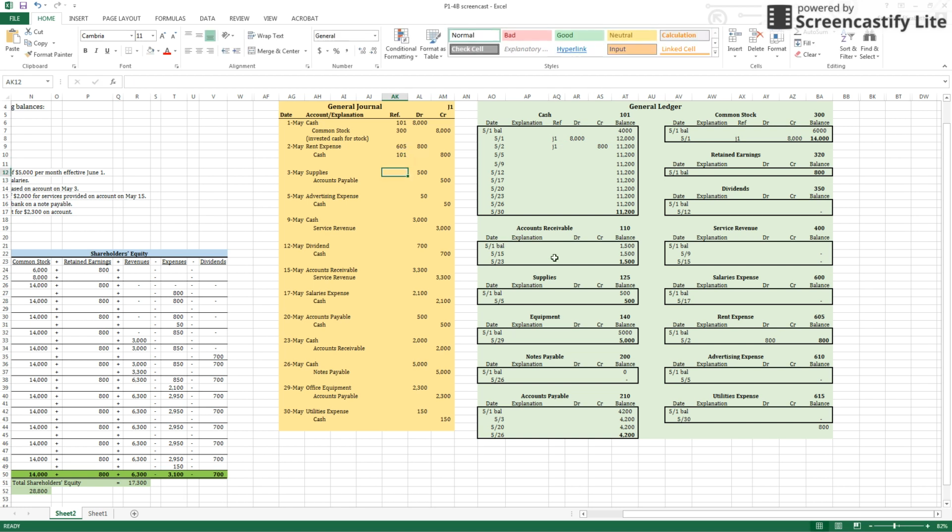Our supplies increased. So we would go down to supplies, we debited that for $500, and the reference is J1. And supplies, the account number is 125, so we can put that there. Our accounts payable, we credited for $500, so you'd go and you'd find accounts payable, here it is. That's credited for $500. Again, we've got a reference number of J1. And accounts payable is account 210, and so we would record that here.